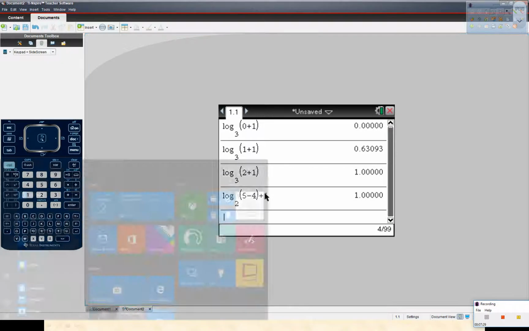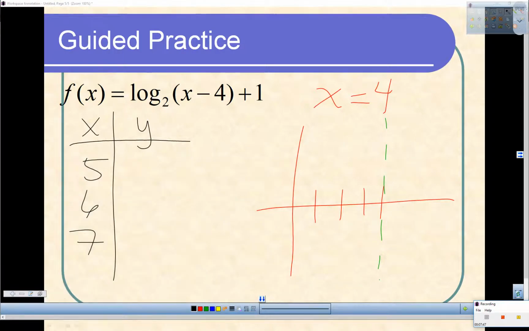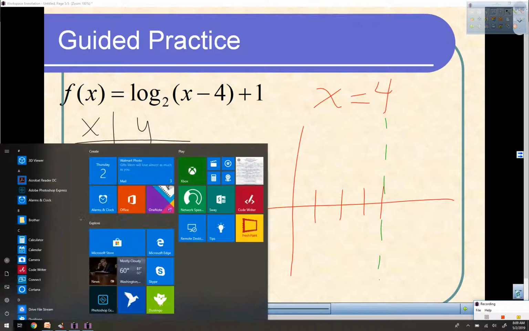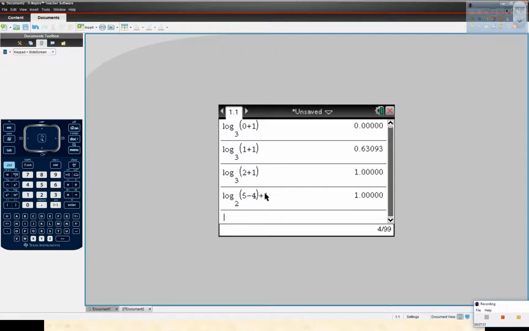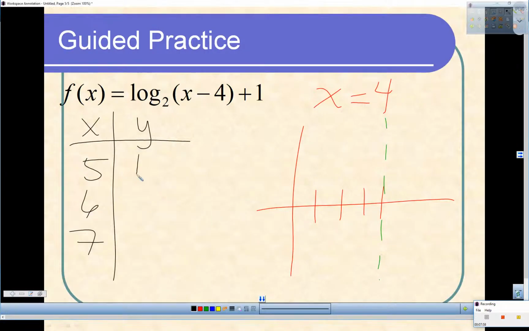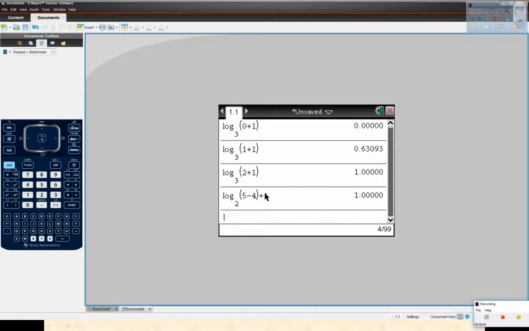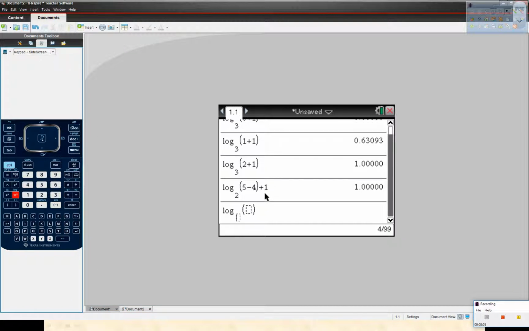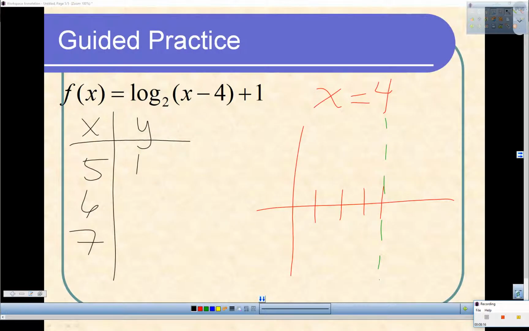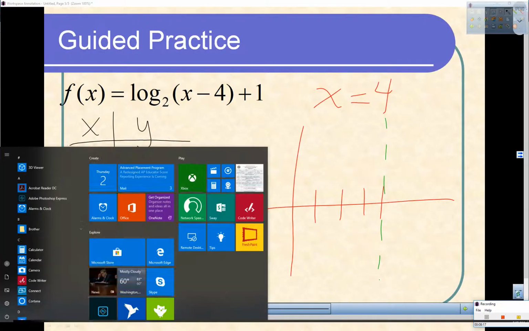Let me double check and make sure that was correct. So log base 2 of x minus 4, plus 1. So yeah, you get 1 for that one. Put a 1 there. Now do the same thing, but do 6 this time. So log base 2 of 6 minus 4, and outside parentheses plus 1, you should get 2. All right, so 2. Now 7.